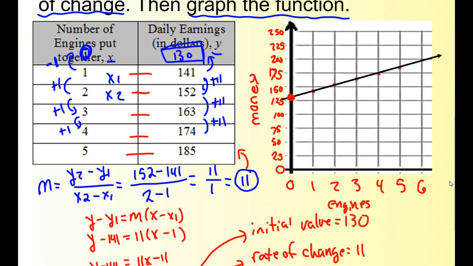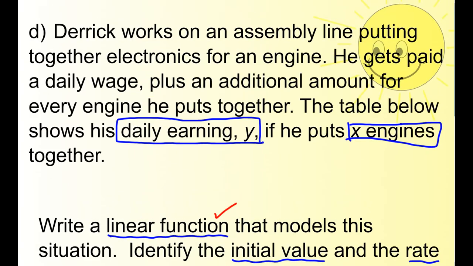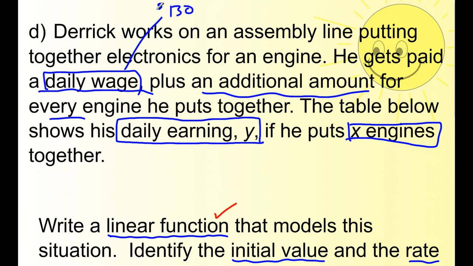All right. So hopefully you found the initial value here would be, since we're talking about the number of engines he put together and the money, how much money he makes after he's put no engines together. He's done no work. He gets paid 130 bucks. So he gets paid a daily wage plus an additional amount for each engine. That 130 bucks is his daily wage. That 130 bucks is how much he gets paid whether he puts any engines together or not. He shows up to work that day, he's conscious, he gets paid 130 bucks.